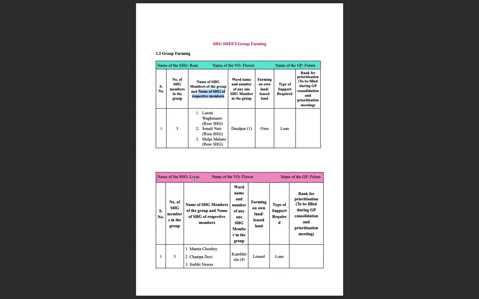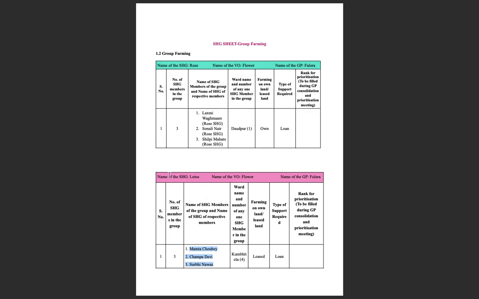Now for Lotus SHG, name of the VO being Flower and Fulera GP, I would like to highlight here one of the mistakes so that it becomes easy for you to understand what are the mistakes that we have to avoid. So here, number of SHG members in the group is 3. Now here we had to write the name of SHG members. So Mamta Chaube, Champa Devi, Surbi Nawaz has been written, and the name of SHG had also to be written.